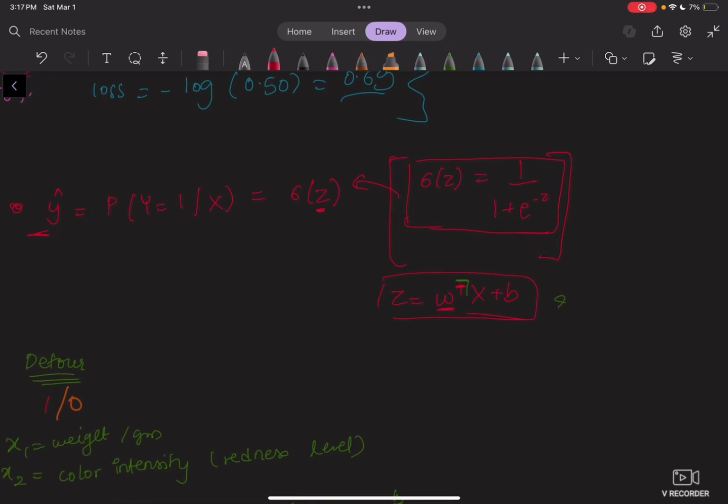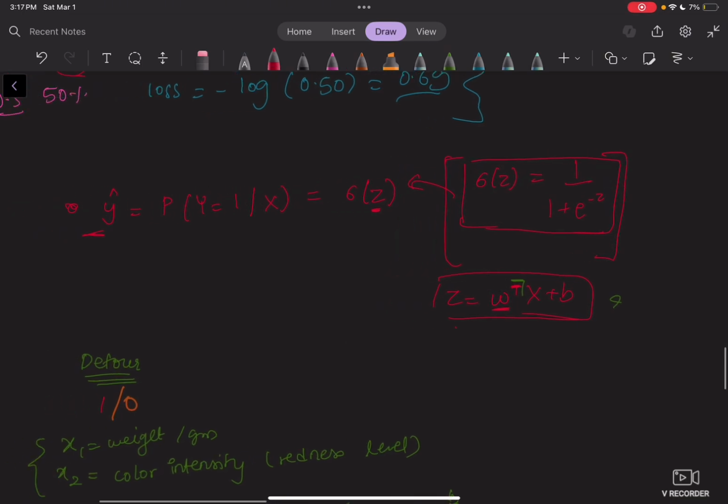Okay, so we have this, and what does this mean? Going back, if our y hat is close to 1, that means the model is confident that the input is class 1, so it's confident that it's an apple. If my y hat is close to 0, then the model is confident that the input is class 0, or it's confident that it's an orange, right?